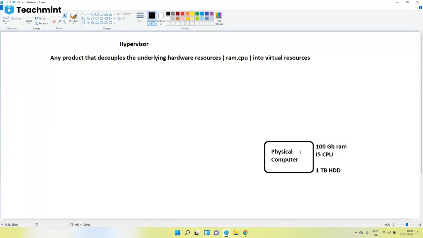If you open this physical computer, you can see RAM, CPU, that makes total this much amount. Physically they are present; you can physically access this much resources. Now, any product that will split physical resources and assign them as virtual resources. So here you are creating a virtual machine.